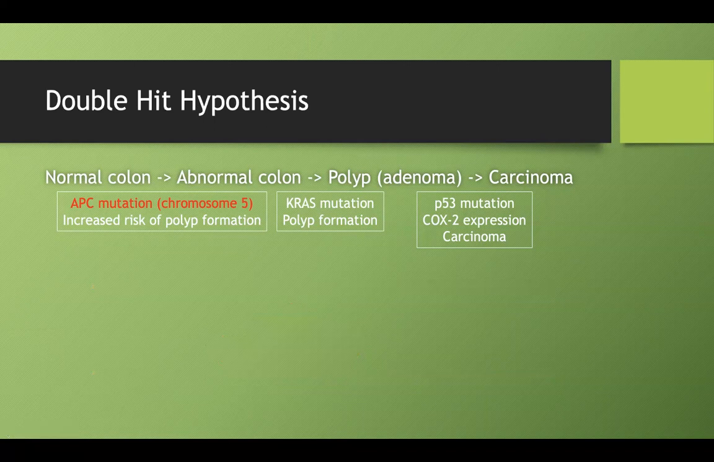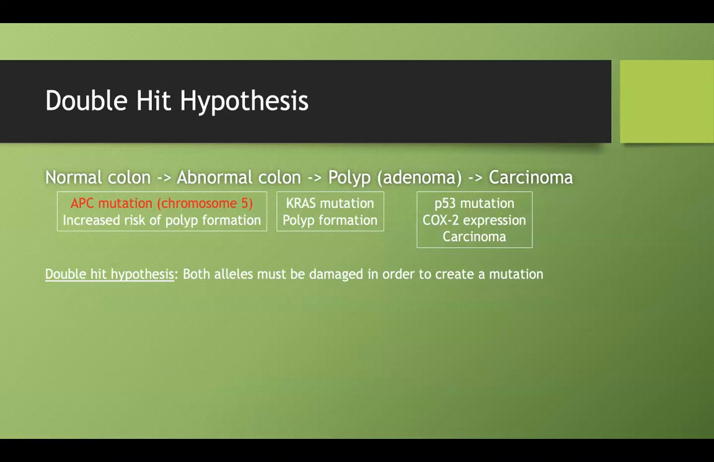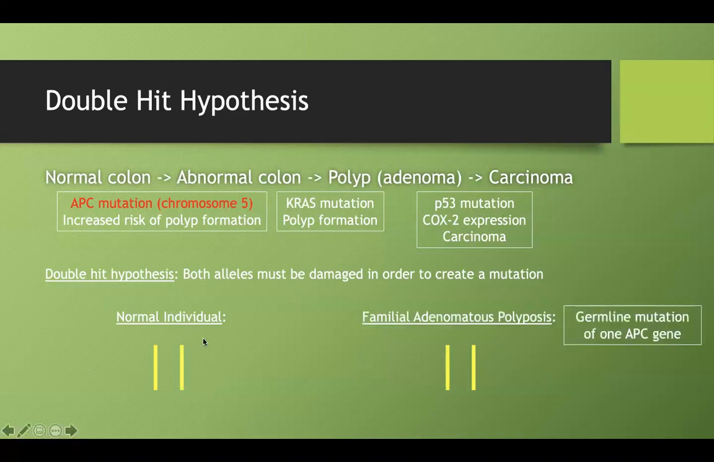Something I want to point out here that I haven't got to talk about in the other lectures yet is the theory of the double hit hypothesis. The double hit hypothesis states that both alleles must be damaged in order to create a mutation. So in a normal person, we have two alleles. It's kind of hard to get a mutation in one specific area. Starting with FAP, it already has one germline mutation of the APC.